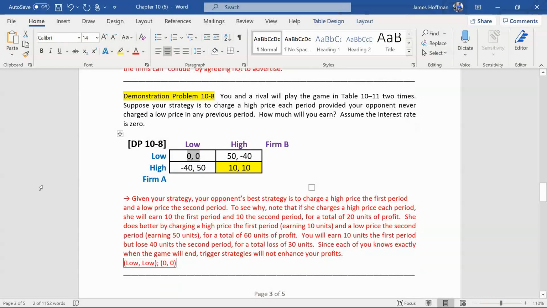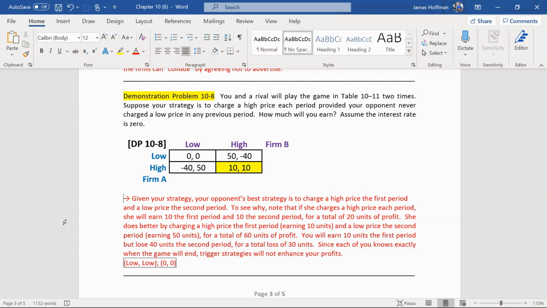Okay, so if you do the Nash equilibrium, you're going to get low, 0, 0. So you can see again, if they can reach an agreement, they can both get 10 every time. Now the problem is this game is known to be played 2 times.